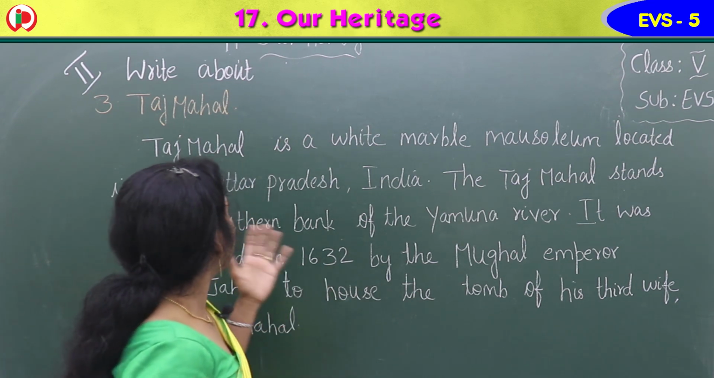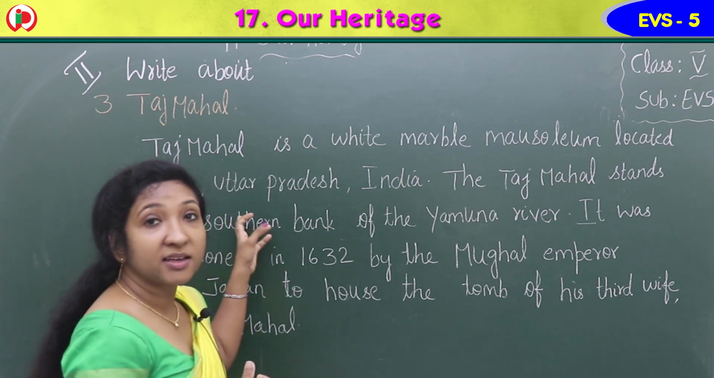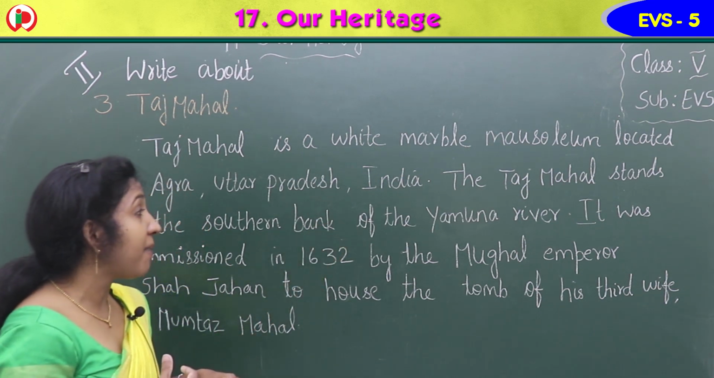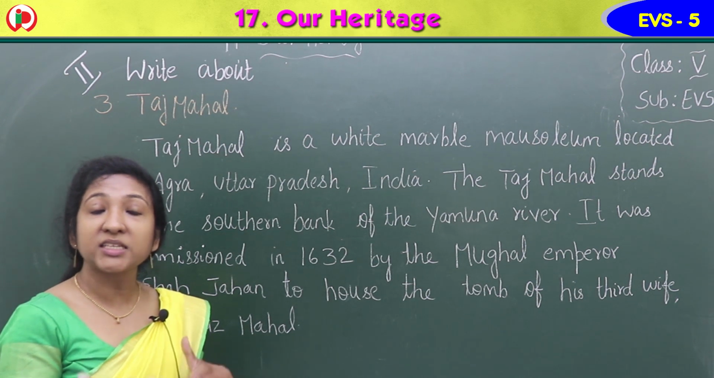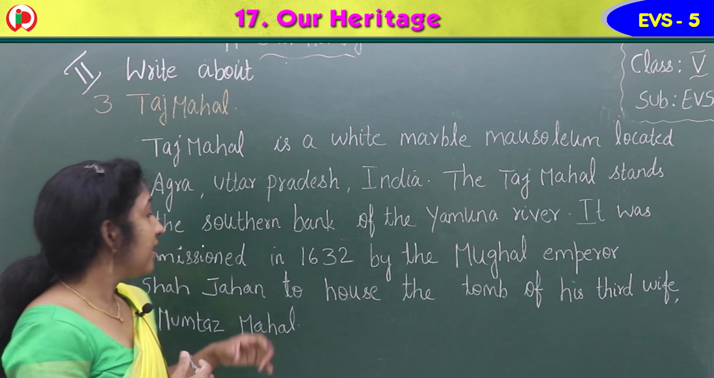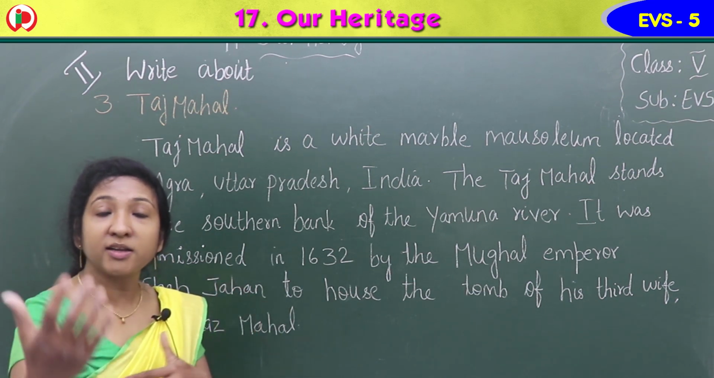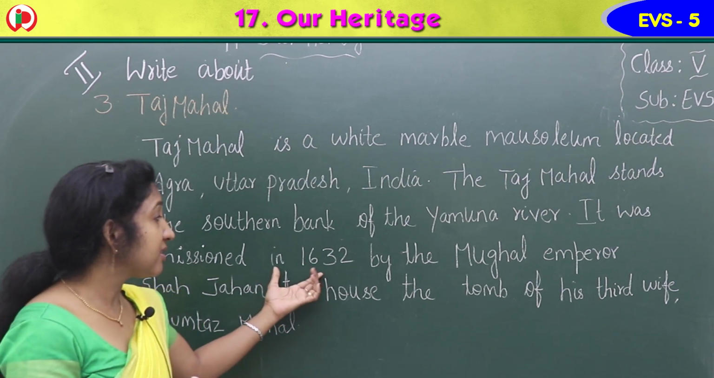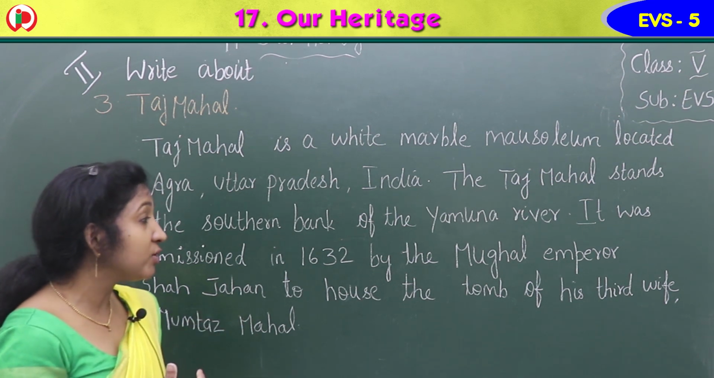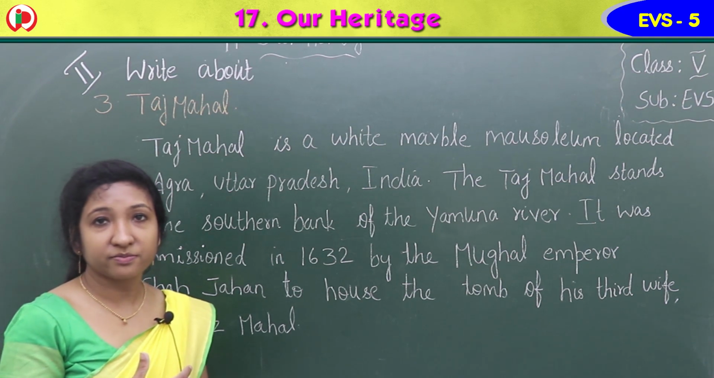Yes. So Taj Mahal is a white marble mausoleum located in Agra, Uttar Pradesh, India. The Taj Mahal stands on the southern bank of Yamuna River. It was commissioned in 1632. It was specially ordered and started in the year 1632 by the Mughal Emperor Shah Jahan to house the tomb of his third wife Mumtaz Mahal.